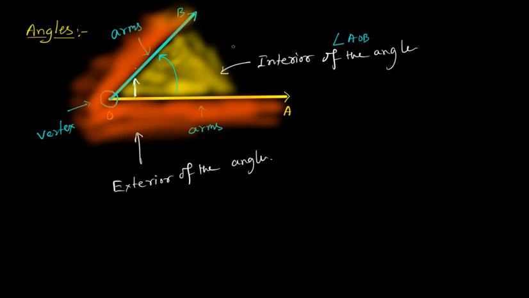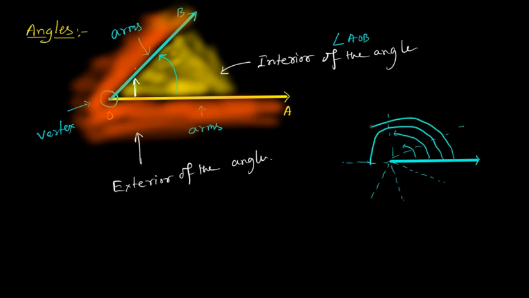Now what is called an angle of 360 degrees? Say I have this straight line, and say it starts rotating. It will reach here, then here, then here, and then finally it will reach here. It will overlap the previous position. So when we rotate the entire arm completely so that it overlaps its previous position, it is called the 360-degree angle.